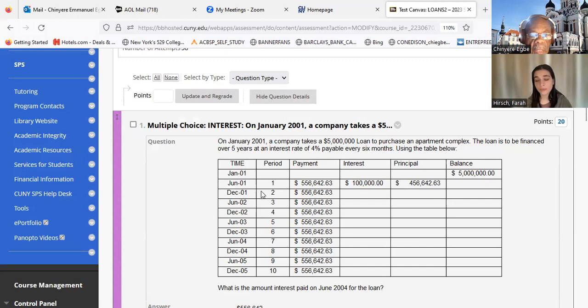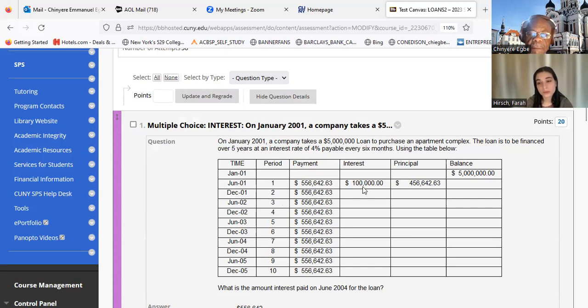You can see here we have June, December, June, December, June, December. So it's every 6 months. You got it? And so June is the first period, December is the second period, June 2002 is the third period, and December 2002 is the fourth period.